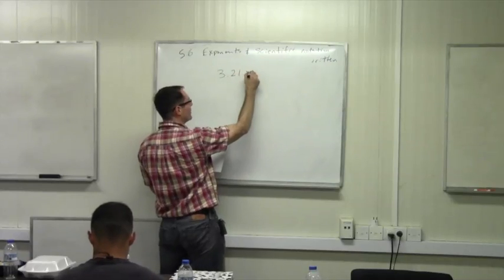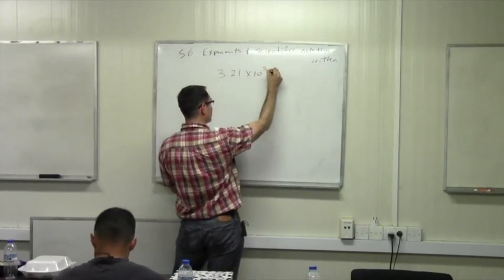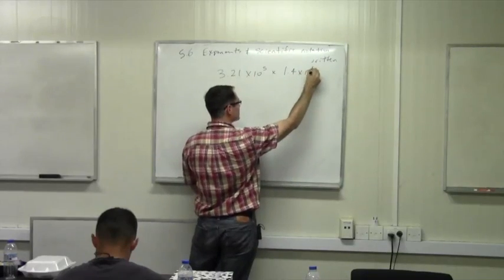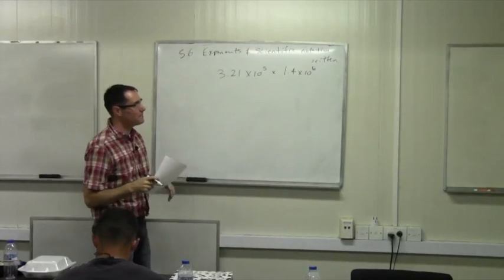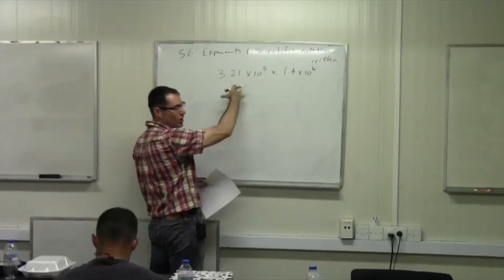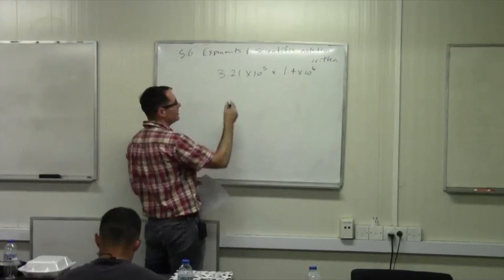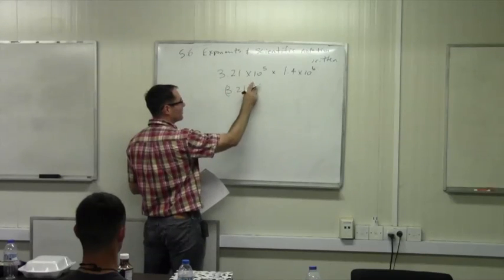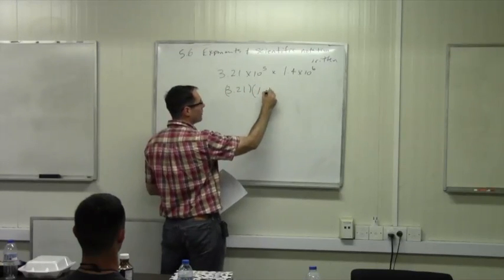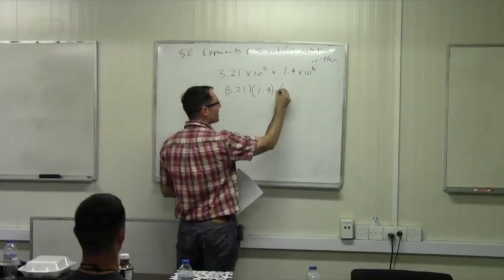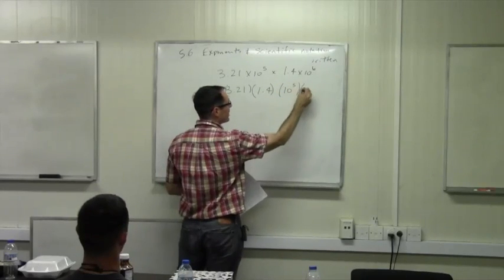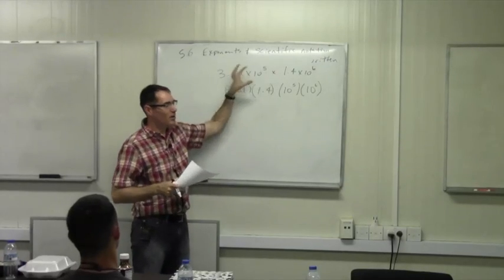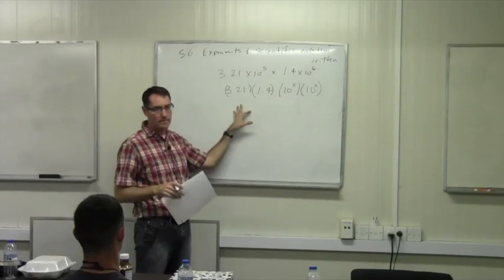3.21 times 10 to the 5th times 1.4 times 10 to the 6th. You can move these numbers around because they're all multiplied by each other. So you could say 3.21 times 1.4, in parentheses, times 10 to the 5th times 10 to the 6th. That's just the commutative rule. I just moved the parts around.